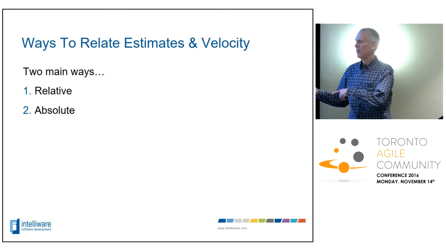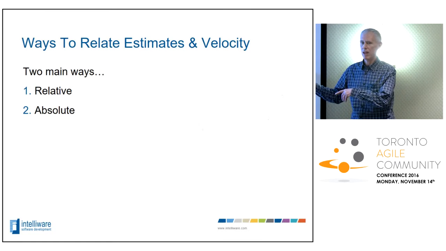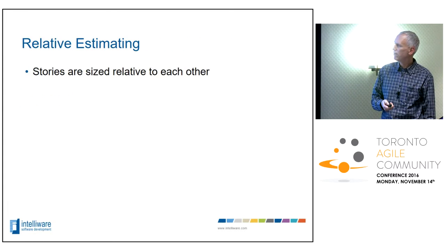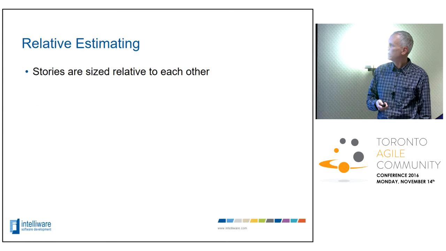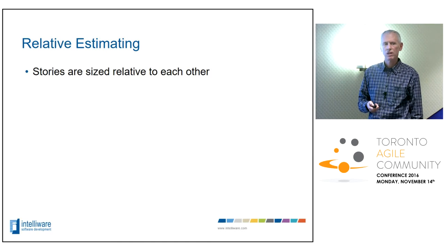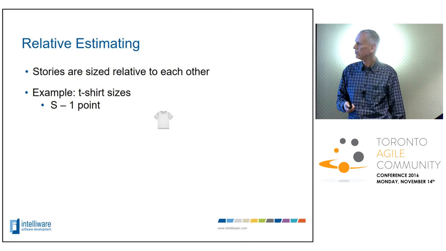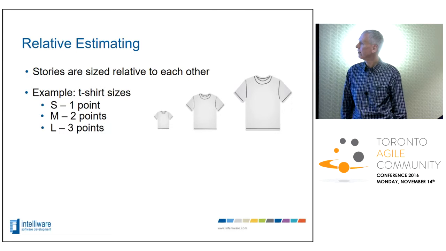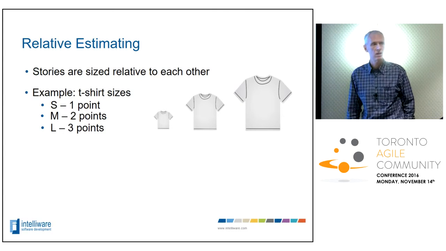Which is the segue into the next piece I wanted to talk about. I found that in Agile there are basically 2 main ways of doing estimating and relating estimates to velocity. What I call relative and absolute. I'll start with relative. I think this is probably the more traditional way. So basically stories are sized amongst each other based on relative measures. So t-shirt sizes are a common example, right? You can say that you've got small stories, medium stories, large stories.